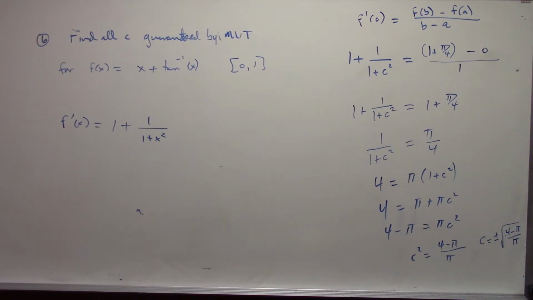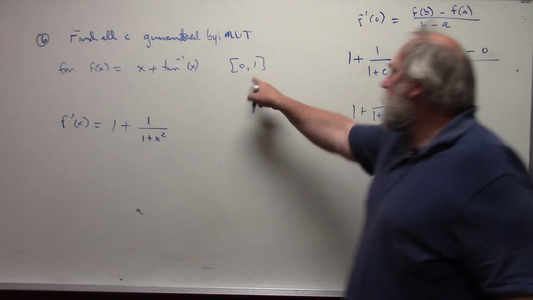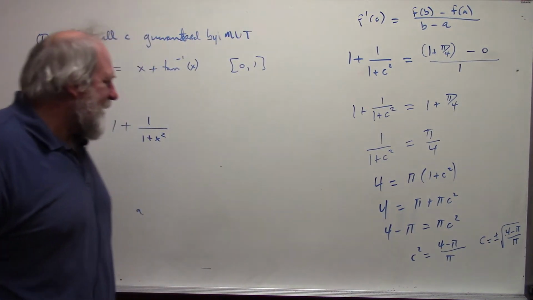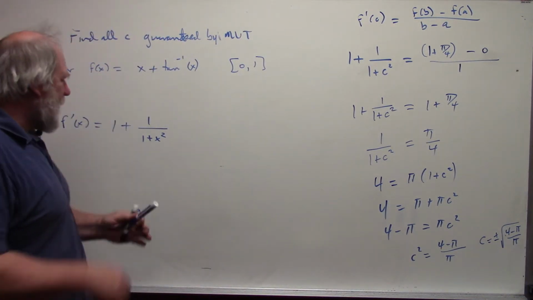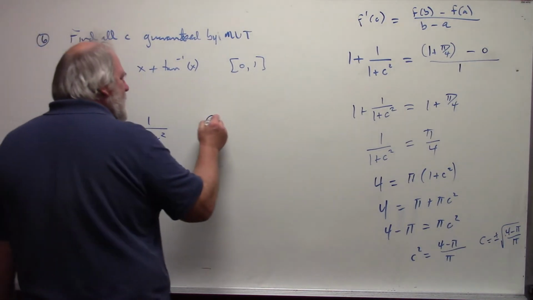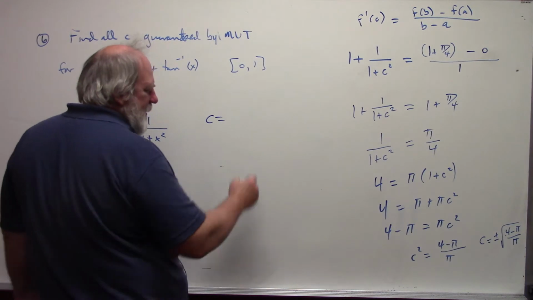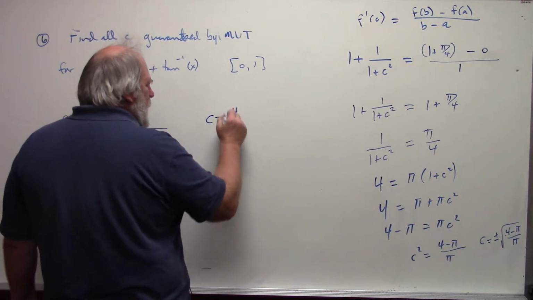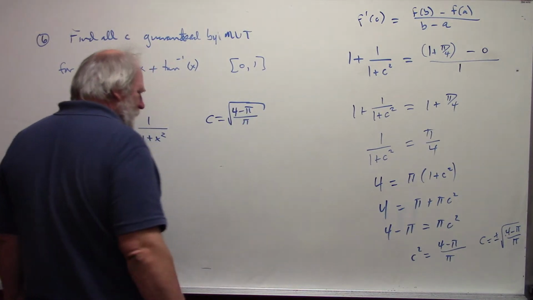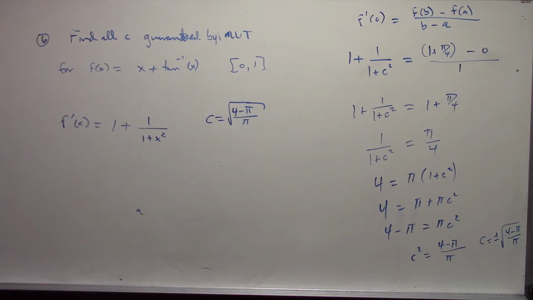Now, because I'm dealing with the interval from 0 to 1, even though there are two solutions algebraically, there are not two values of c in this particular case. The only actual value for c that we get is the square root of 4 minus pi over pi, whatever that comes out to be. Numerically, you can figure that out with a calculator.